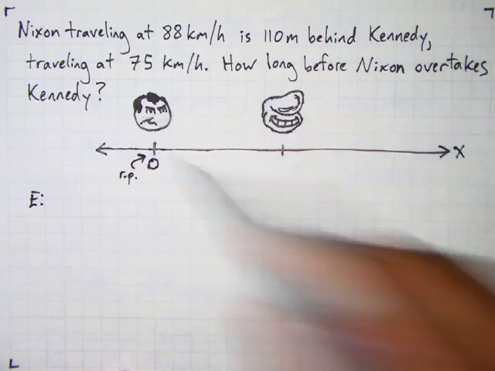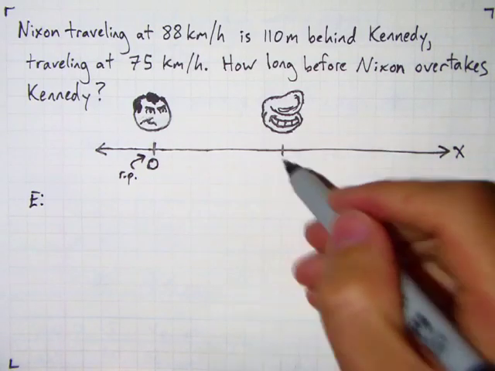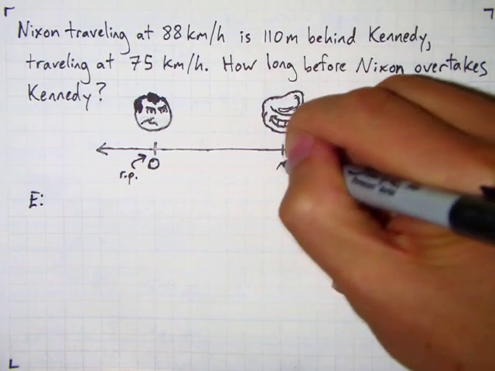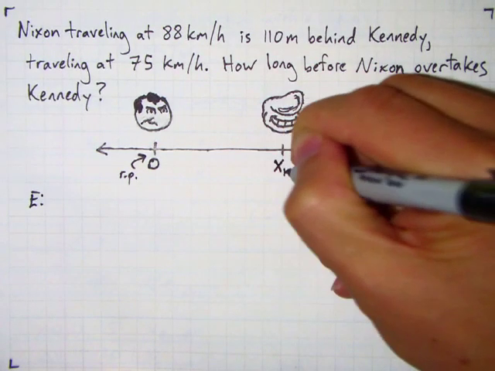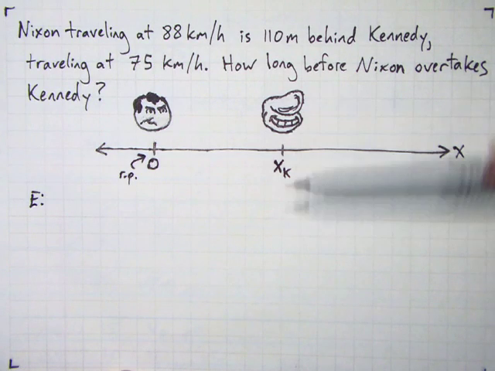Well, let's map out the situation a little bit more. We know Nixon starts here, Kennedy starts here. So he starts some position in front of Nixon. Let's give a name to it. We'll call his starting position x sub K for the position of Kennedy when he starts. We're going to give a variable to every important quantity here.